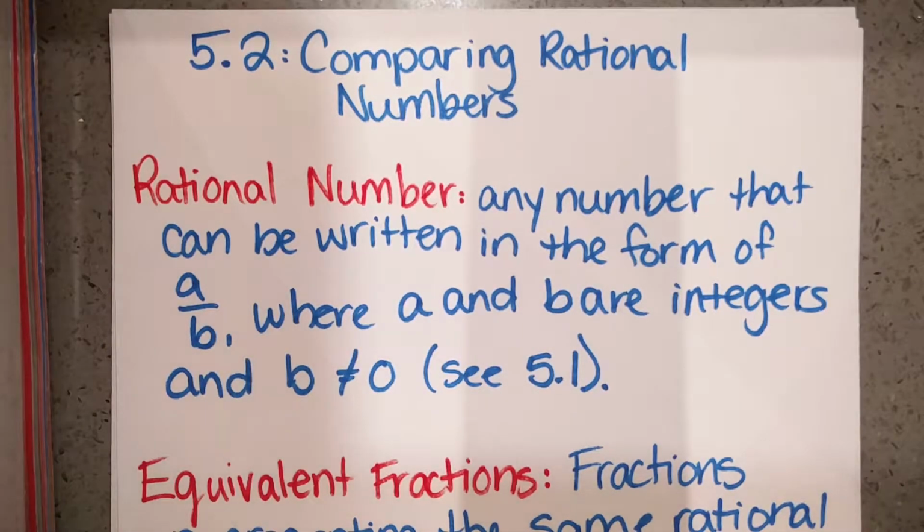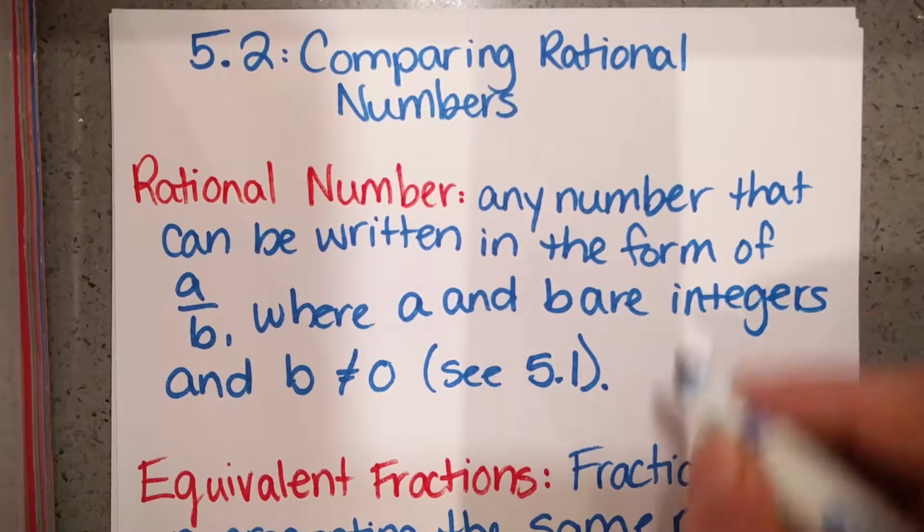Just a reminder of what a rational number is. A rational number is any number that can be written in the form of A over B, where A and B are integers and B is not equal to 0. If you need a refresher, you can take a look at 5.1. It talks all about that.